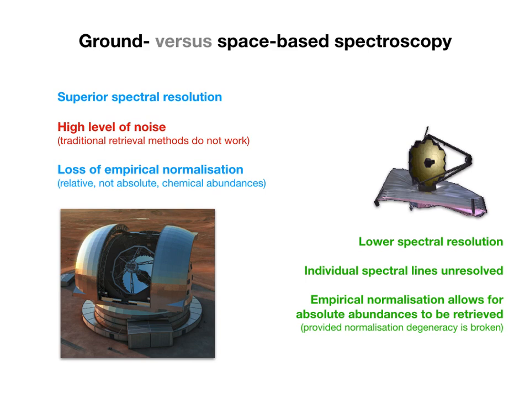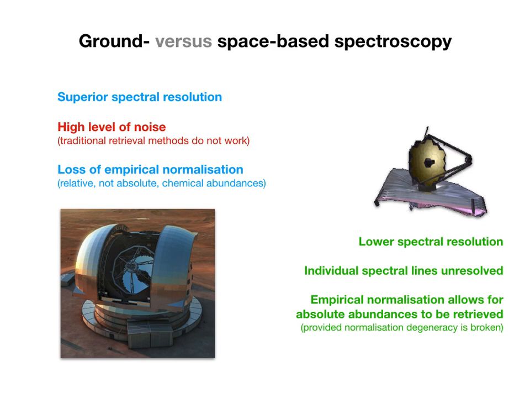However, what you give up on the ground is because you have to observe through the Earth's atmosphere, there's a very high level of noise present in the data. And I'll show you in the next slide that this implies that traditional retrieval methods do not actually work. Observing from the ground and dealing with the Earth's atmosphere also means that there's a loss of empirical normalization, with the consequence that one can only measure relative abundances and not absolute abundances.